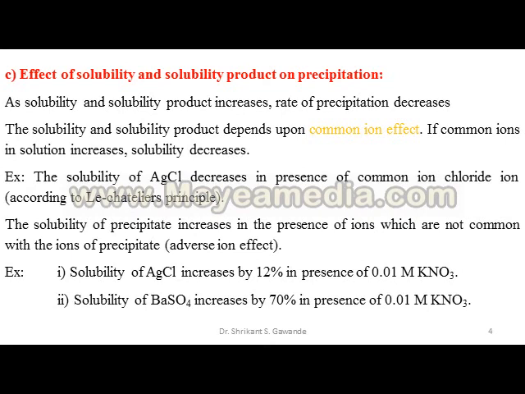According to Le Chatelier's principle, the solubility of a precipitate increases in the presence of ions which are not common with the ions of the precipitate. That is, an adverse ion effect. Example: first, the solubility of AgCl increases by 12% in the presence of 0.01 molar KNO3. Second, the solubility of BaSO4 increases by 70% in the presence of 0.01 molar KNO3.